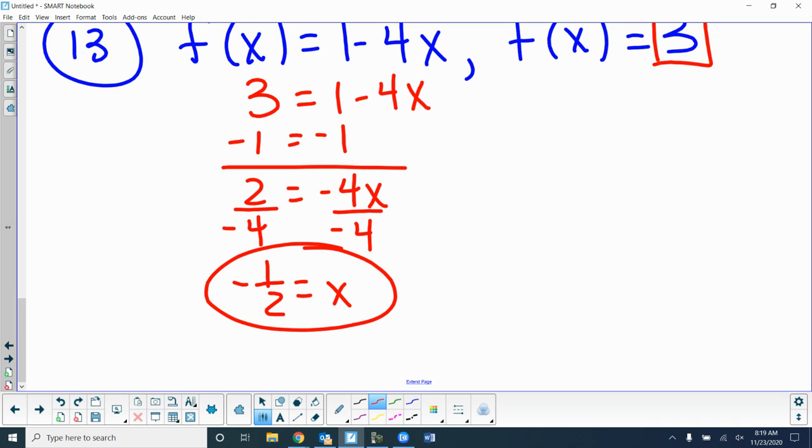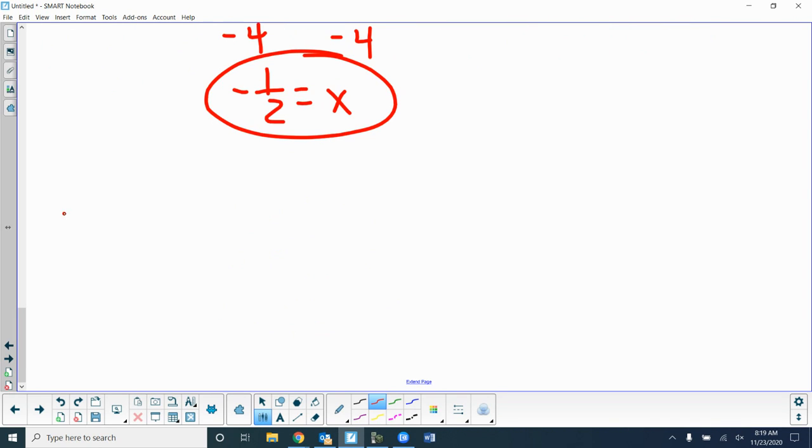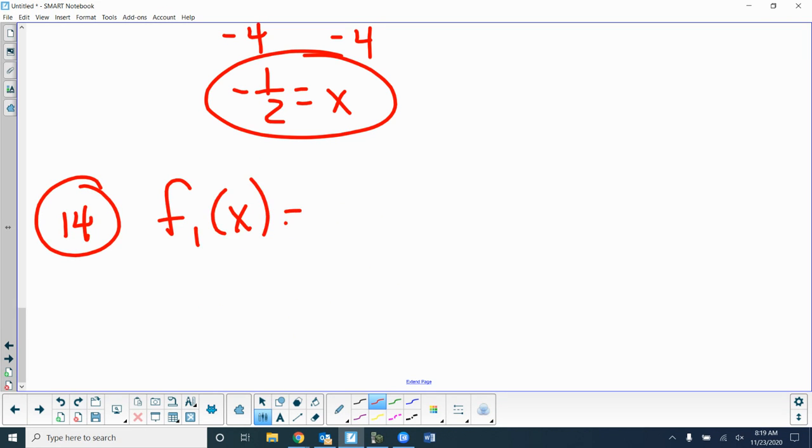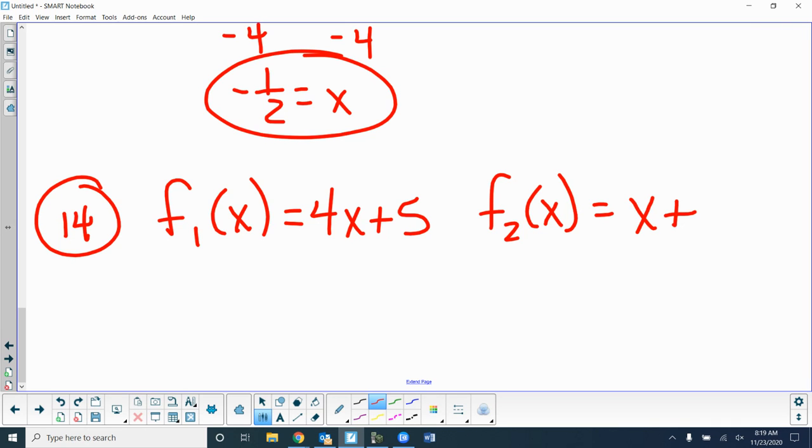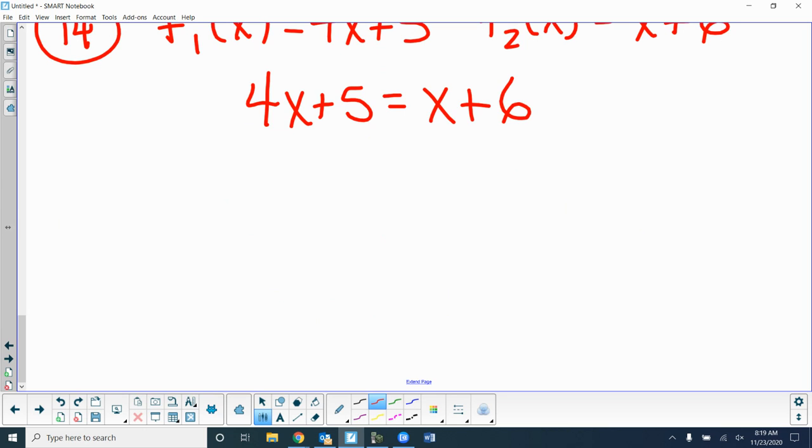And then 14, and some of you just left that blank. This is really easy. It gives you what f1 of x is, and I give you what f2 of x is. And it says solve f1 of x equals f2 of x. So that's all you gotta do. Just put 4x plus 5, f1, equals f2, which is x plus 6, and just solve that equation.